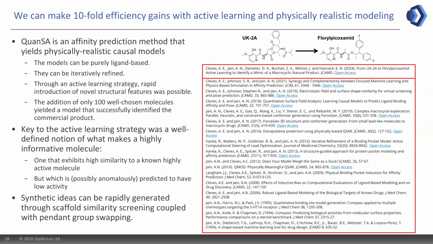So in conclusion, Quanza is an affinity prediction method that yields physically realistic models. The models can be purely ligand-based. They can be iteratively refined, and through an active learning strategy, rapid introductions of novel structural features was possible. And through the addition of only 100 well-chosen molecules, we were able to successfully identify the commercial product. Key to the active learning strategy was the well-defined notion of what makes a molecule highly informative. And that is, it had high similarity to a known highly active molecule, but was anomalously being predicted to have low activities. And finally, synthetic ideas can be rapidly generated through scaffold similarity screening coupled with pendant group swapping.